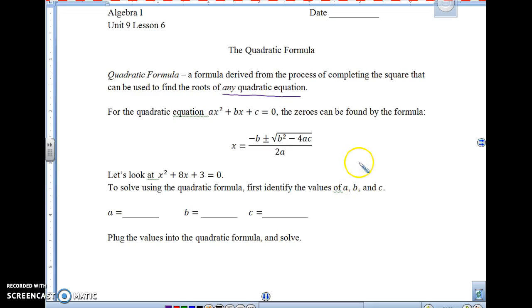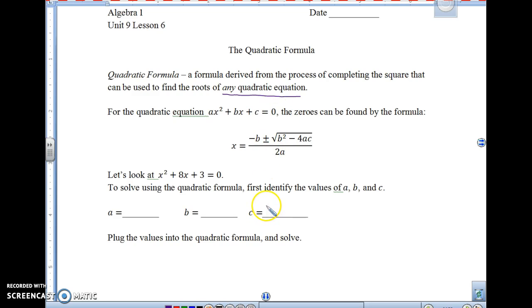This is Algebra 1, Unit 9, Lesson 6 on the quadratic formula. Now, the quadratic formula is a formula derived from completing the square that can be used to find the roots of any quadratic equation. So what somebody did is they took their quadratic equation, ax squared plus bx plus c equals 0, and applied completing the square to it and came up with this formula.